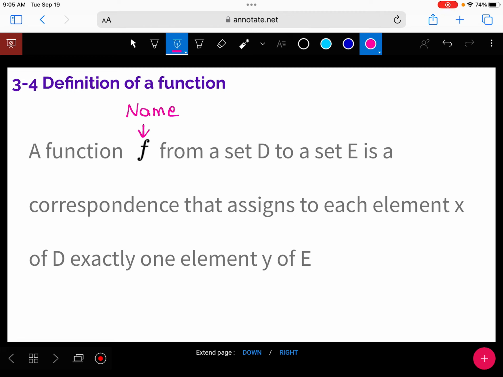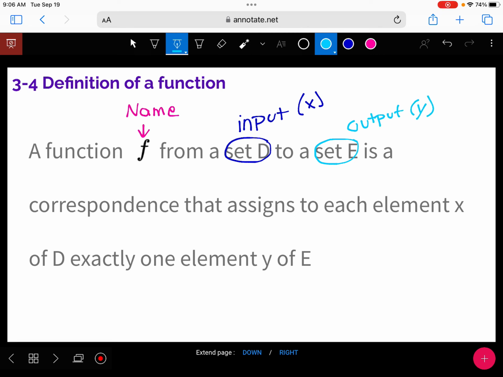From set D to set E. All this means is this is our input, also called our x. To set E, that's not a good circle. Holy cow, my handwriting is going terrible right now. This is our output, or y. That is a correspondence relationship that assigns each element x of D to exactly one element y of E.